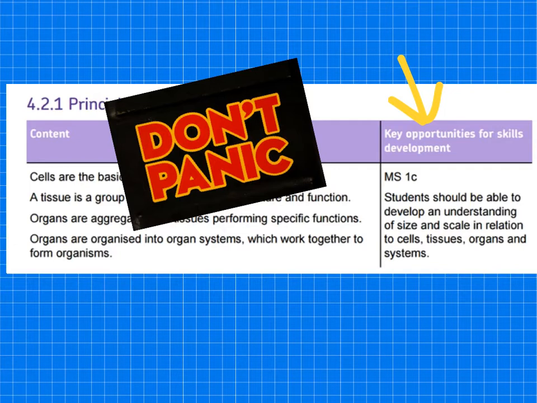So, if you look at Math Skills 1C, it says students should be able to develop an understanding of size and scale in relation to cells, tissues, organs and organ systems. Well, I looked at the mathematical requirements, and that means using ratios, fractions and percentages. We'll talk about that later.